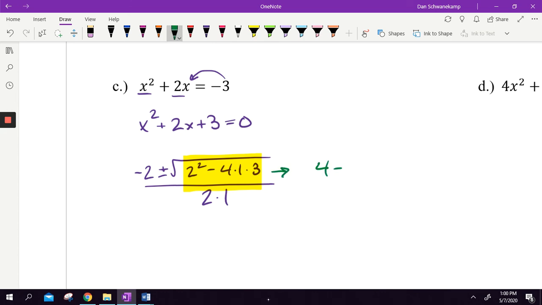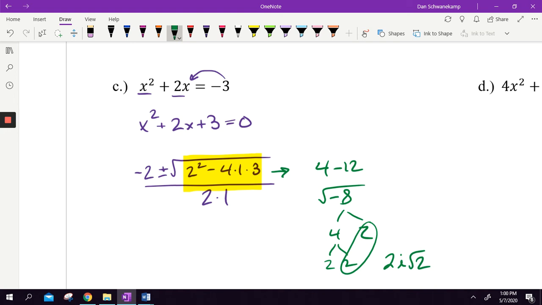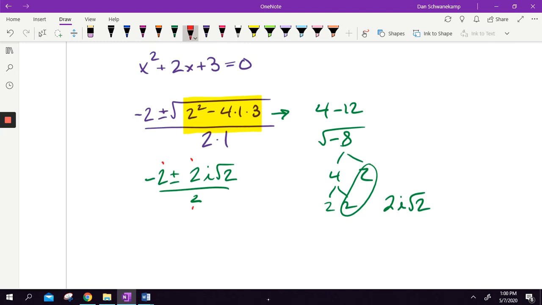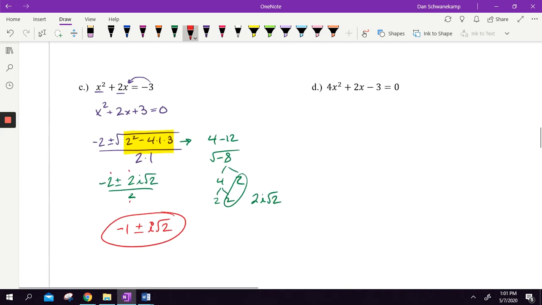We do what's underneath here. I get 4 minus 12. I get negative 8. I'm square rooting that. I got a pair of 2's with a 2 left over, so it's going to be 2i radical 2. Looking at these 3 things, since all 3 of those things are divisible by 2, I can go ahead and divide them. Negative 2 divided by 2 would be negative 1 plus or minus i radical 2. That is my final answer there. Yucky, but doable. Last one, I'm going to move fast.